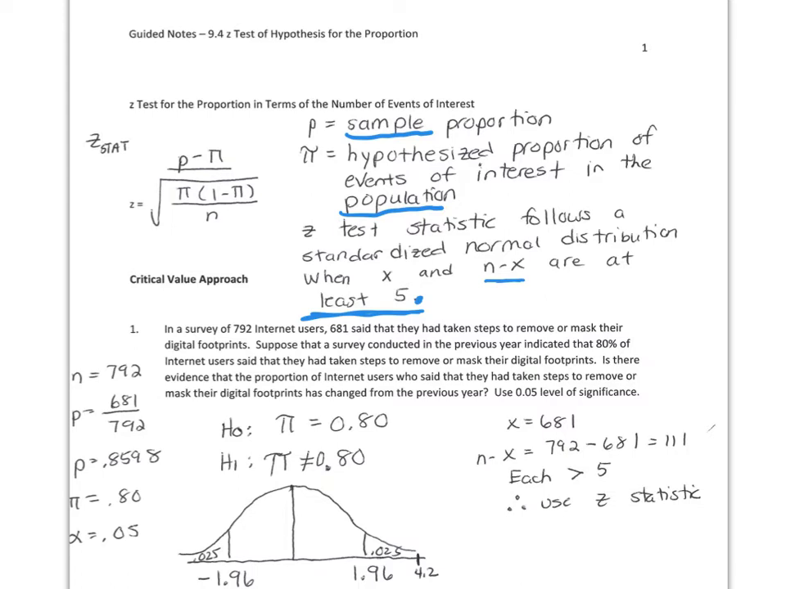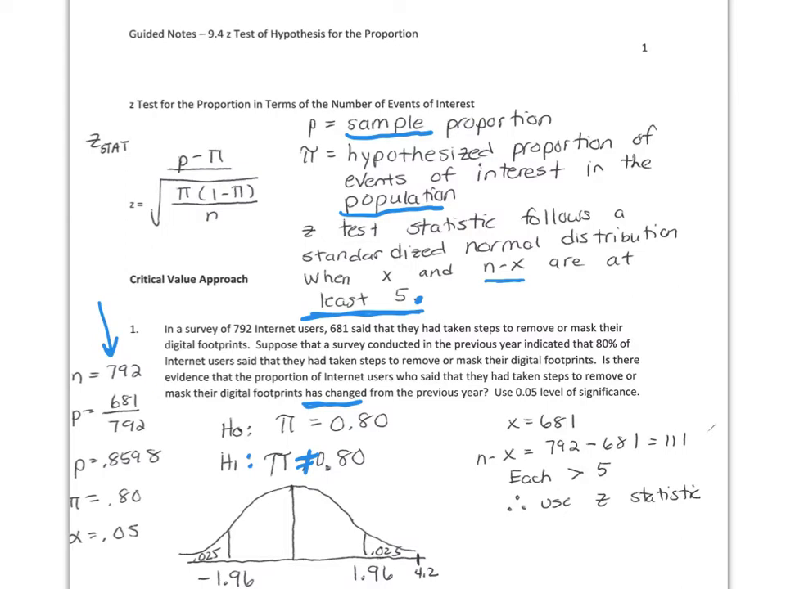Stop the video and read the problem. Write your notation down on this side or wherever. So what are we trying to find there? Is there evidence that the proportion of internet users who said they had taken steps to remove or mask their digital footprints has changed? Has changed. Does it say increase or decrease? No. That's why you've got not equal in H sub 1.